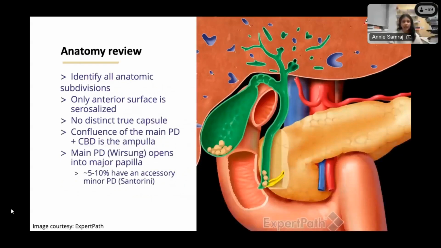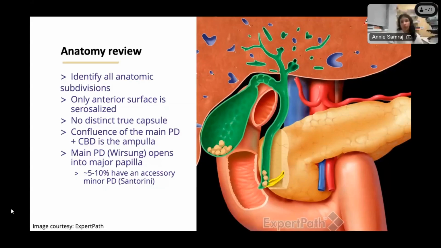So let's review the anatomy of the pancreas. The pancreas is a mostly retroperitoneal organ, and it lies in front of the aorta and the IVC, and it lies nestled within the C, D2 and D3, of the duodenum. Remember that only the anterior surface, what we're looking at right here, is covered by peritoneum, so it has a serosa. There is connective tissue that surrounds the pancreas, but it's not a distinct or a true capsule.